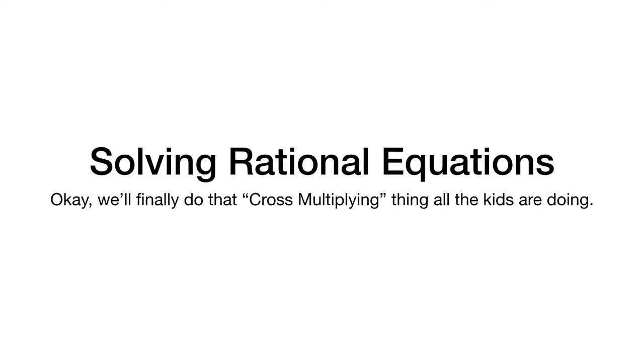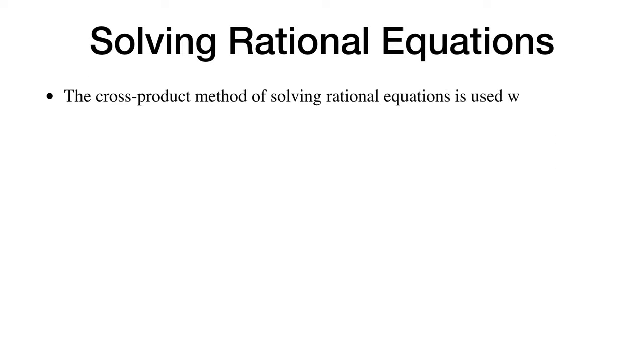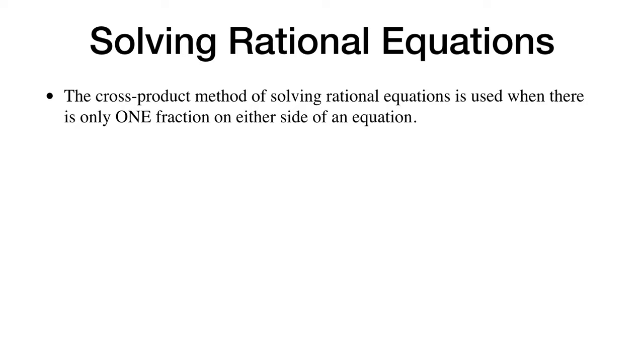All right, so let's talk about how to solve rational equations. The cross product method, which is what we're going to use, by the way, product means like multiply. The cross product method of solving rational equations is used where there is only one fraction on either side of an equation. Now, quick word of warning.